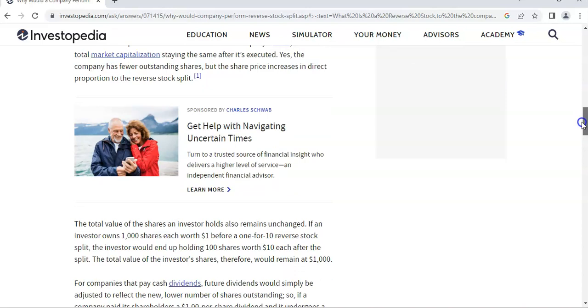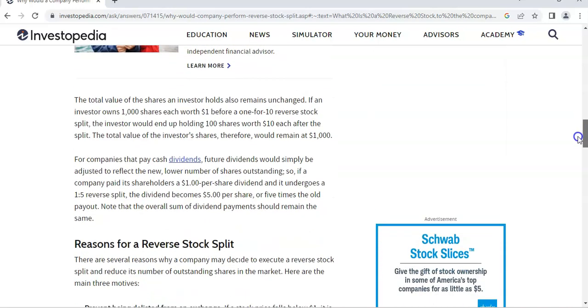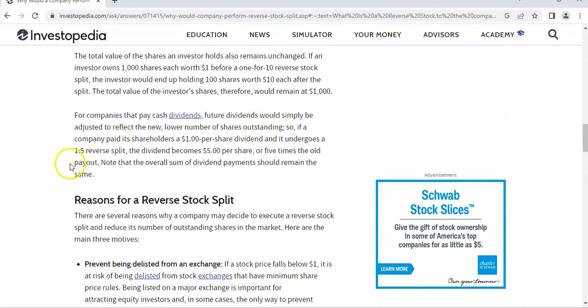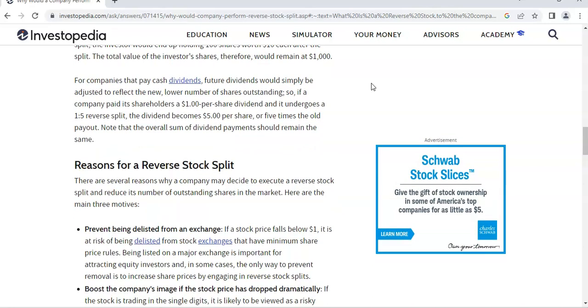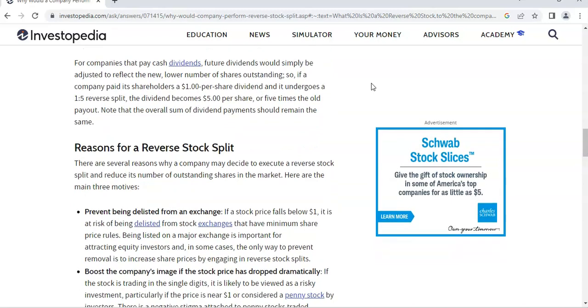Yes, the company has fewer outstanding shares, but the company's share price increases in direct proportion to the reverse split. The total value of the shares an investor holds also remains unchanged. If the investor owns 1,000 shares, each worth $1, before a 1-for-10 reverse split, the investor would end up holding 100 shares worth $10, which therefore still gives that same value.